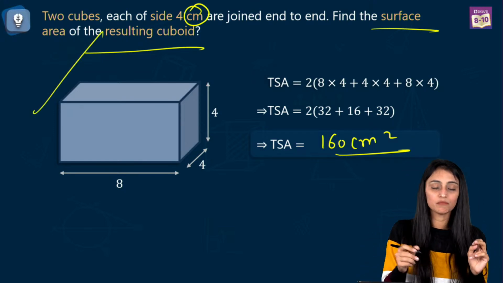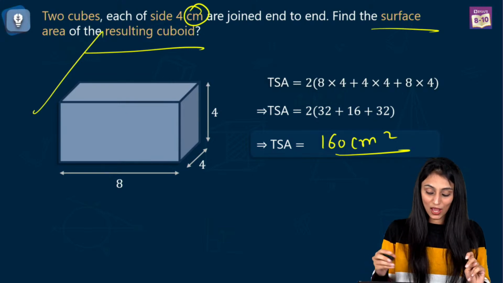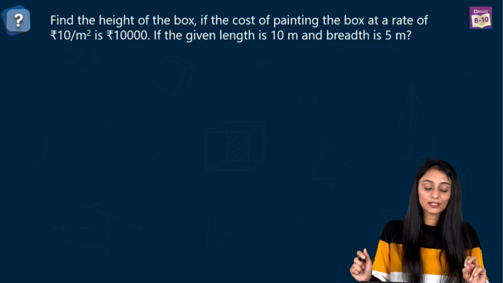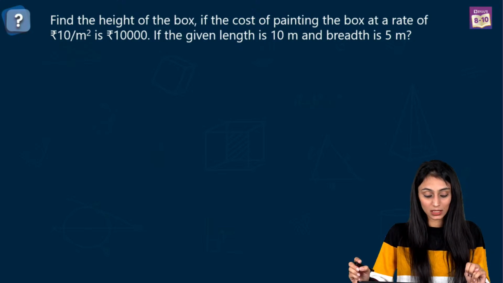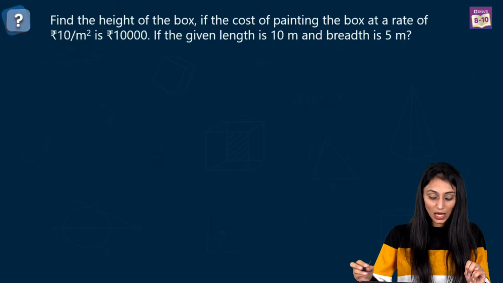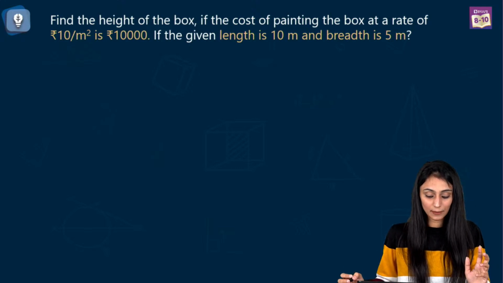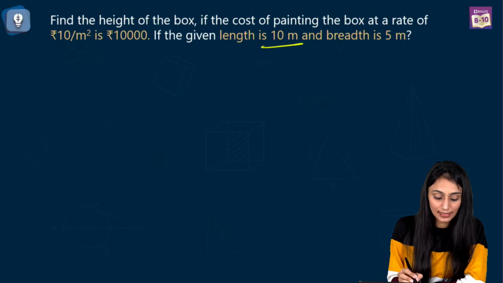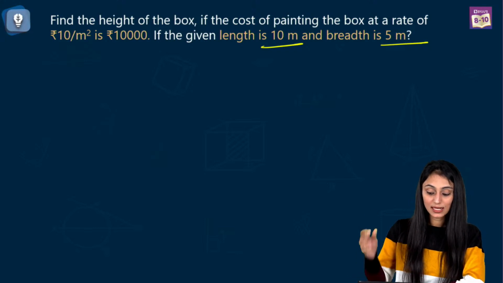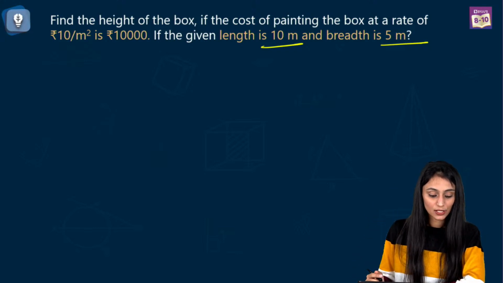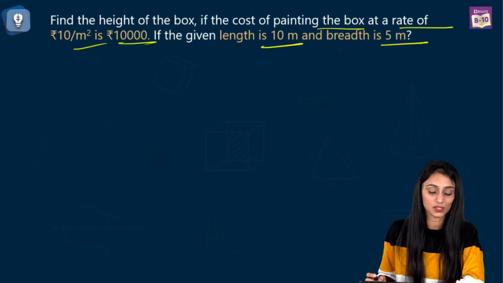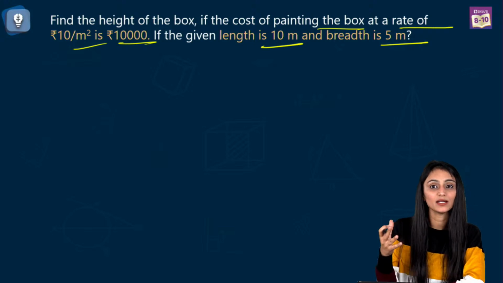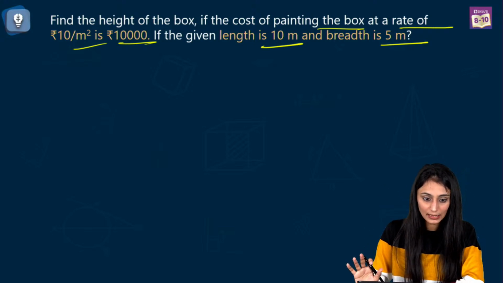And this is one of a very important question from exam point of view also. Alright, let's take a look at another one. Find the height of the box if the cost of painting the box at the rate of rupees 10 per meter square is rupees 10,000. If the given length is 10 meter and breadth is 5 meter. So we are talking about a box over here, right? So the question says it has a length, it has a breadth, right? So it's a box and the cost of painting is 10,000 at the rate of 10 per meter square. So definitely length and breadth are different.